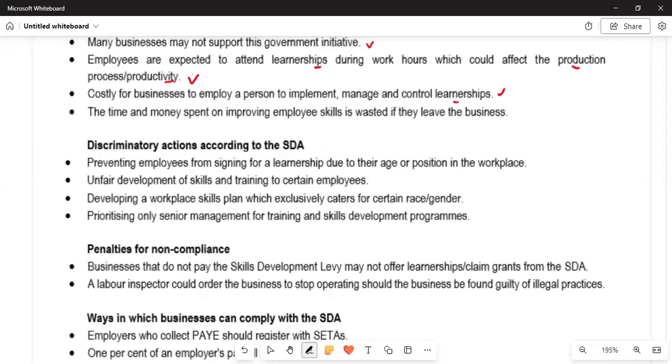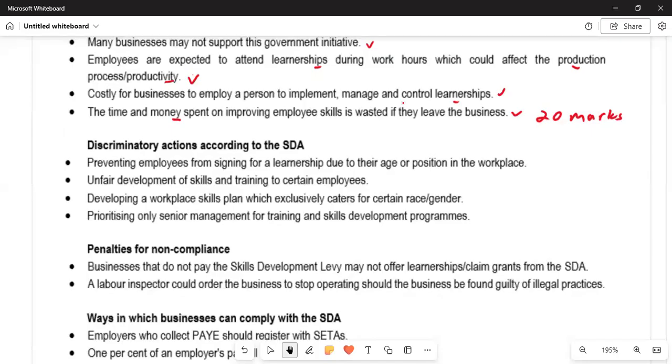The time and the money spent on improving employee skills is wasted if the employees leave the business. After making sure that these employees get proper training, whereby they find themselves with knowledge and skills, after that they leave the organization. So it means we have wasted our time. Also, we have wasted the money that we have spent to make sure these employees are competent. So that is very important.